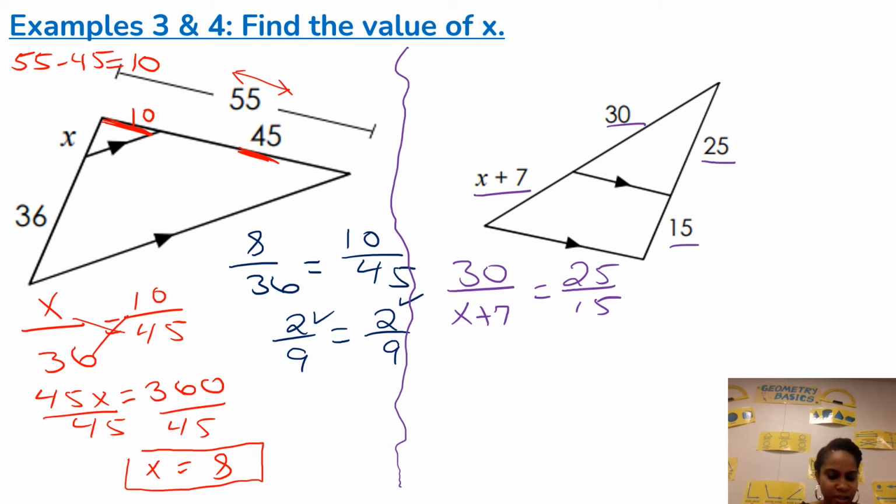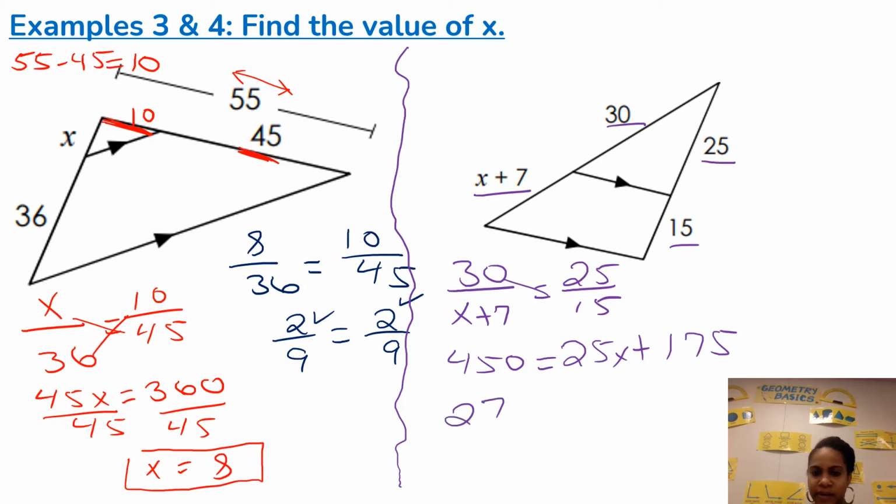30 times 15, let me get my calculator. Let's see, 450. And then doing the distributive property, 25 times x plus 7, so that would be 25x plus, and then 25 times 7 is equal to 175. Subtracting 175 from 450, that leaves me with 275, and then dividing through by 25. And that leaves me with x is equal to 11.